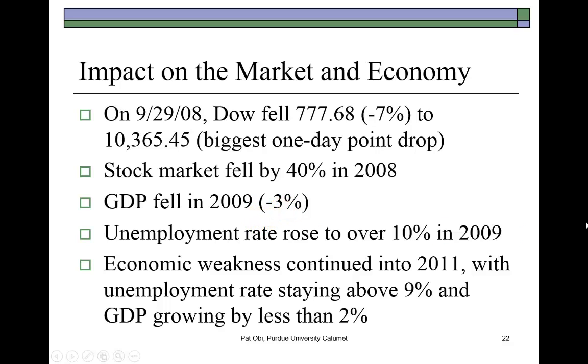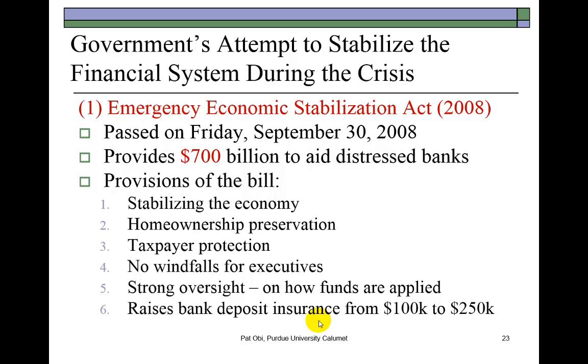Unemployment shot up to the double digits. And this economic weakness, as I indicate here, continued into late 2011, with the unemployment rate staying above 9% for most of that period, and GDP growing even now by 2% or less, now meaning 2015 actually.